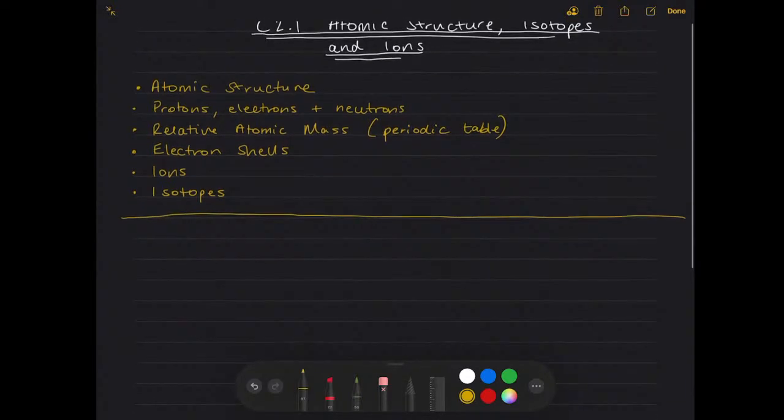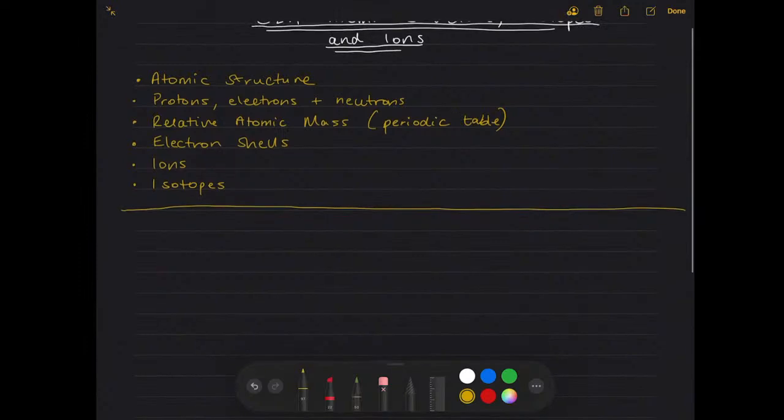You will need a periodic table, a GCSE periodic table, to hand as we go through. Without further ado, let's go.